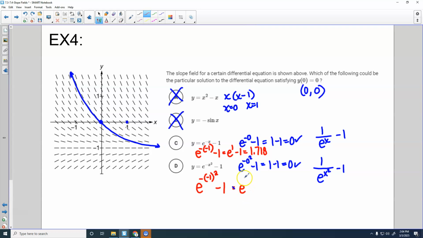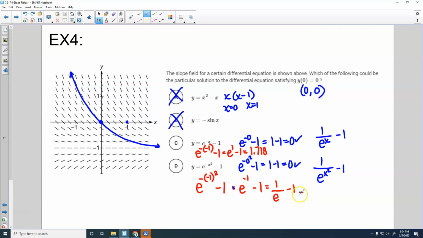negative 1. Right? I'm going to square that negative 1, which will make it positive, but the other negative is still out there out front, minus 1. And so that's going to be 1 over e minus 1. And I don't know the decimal for 1 over 2.718, but I do know that it's less than 1, right? Because e is 2 point something here.